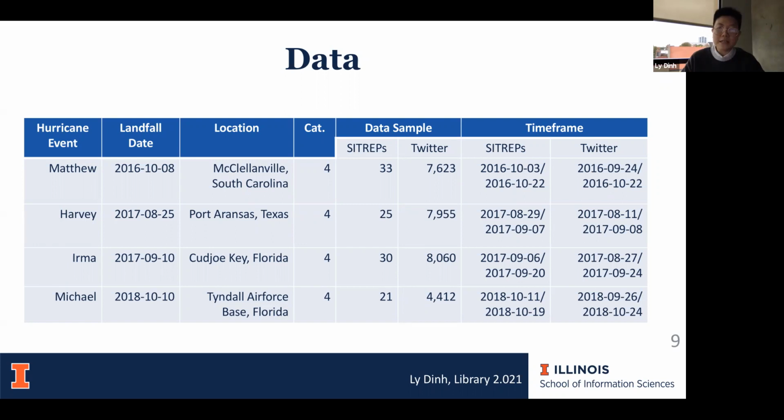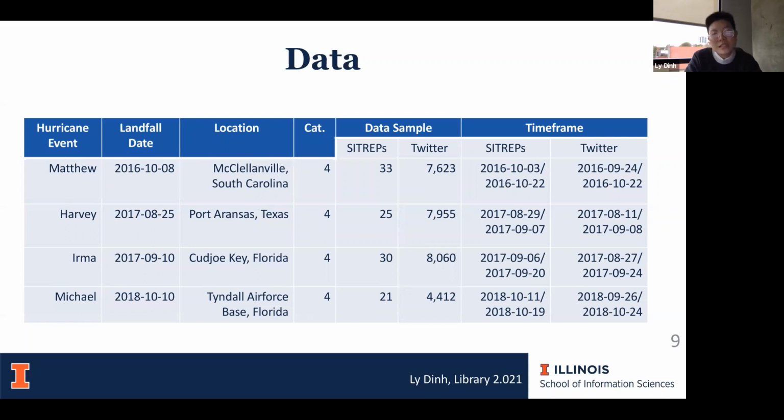For the data sample, as you can already see just looking at the numbers, Twitter seems much bigger. Situation reports are much fewer, but in terms of actual word counts they're relatively comparable, because as I shared before, sitreps are pretty formalized language and pages in length, as opposed to Twitter, which was only 140 characters per tweet. For the time frame of situation reports and Twitter, you may see some differences here, but the specific time frame set for every event was two weeks before until two weeks after the hurricane made landfall.